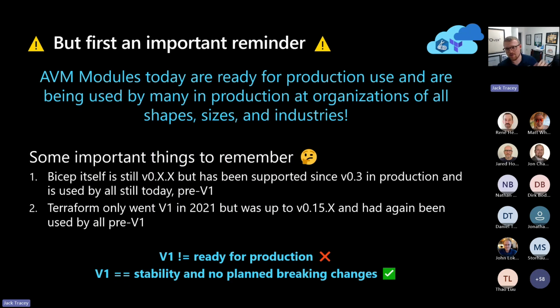You saw Servant using it with their customers. You can go and use it. There's nothing stopping or preventing you from doing it. But we completely understand that some people might want to wait until V1. I just want to make sure that people remember that V1, as it says at the bottom, doesn't equal ready for production. V1 equals stability and no planned breaking changes.